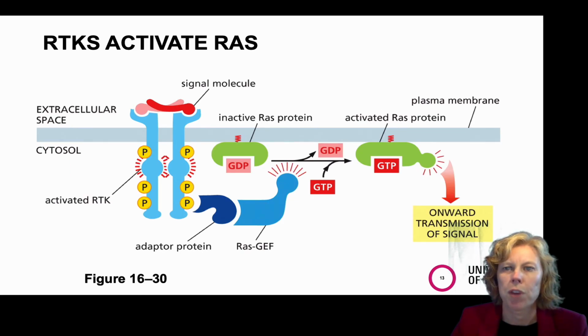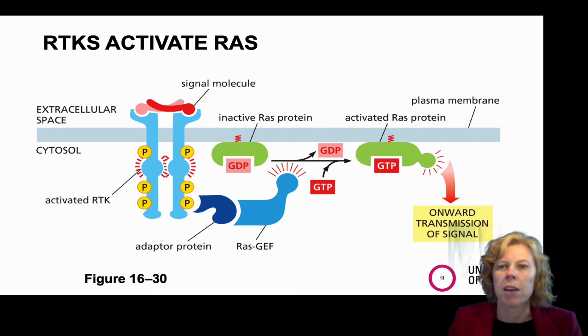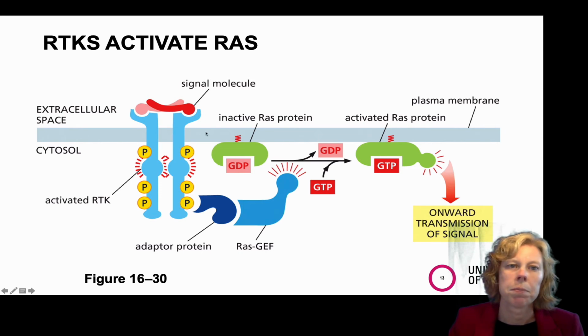After receptor phosphorylation, an adapter protein docks on a specific phosphotyrosine on the receptor tail. This adapter protein recruits a RAS guanine nucleotide exchange factor, or RAS-GEF. In turn, RAS-GEF stimulates the inner membrane-bound RAS protein to exchange its GDP for GTP.